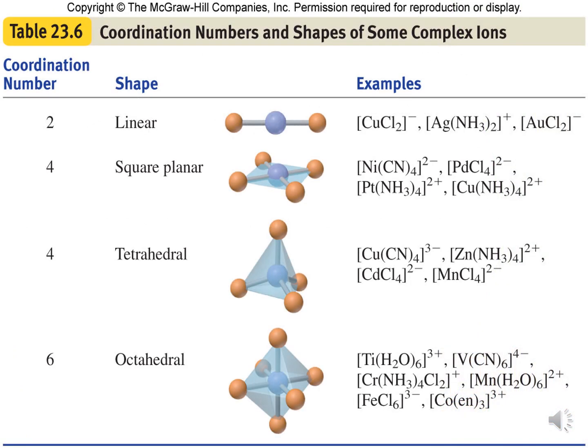Now, the coordination numbers and shapes of some complex ions. For linear shape, the coordination number is two. Square planar is 4, tetrahedral is 4, and octahedral is 6.